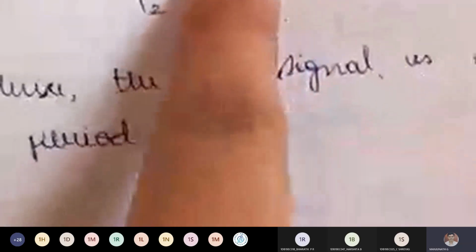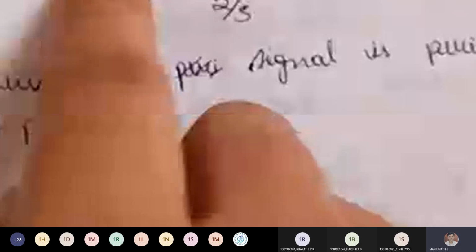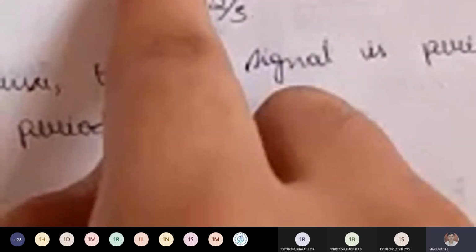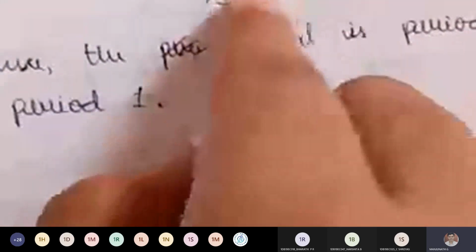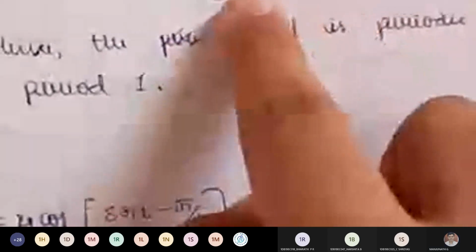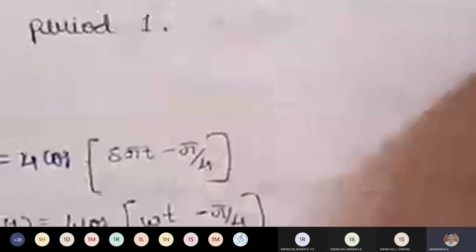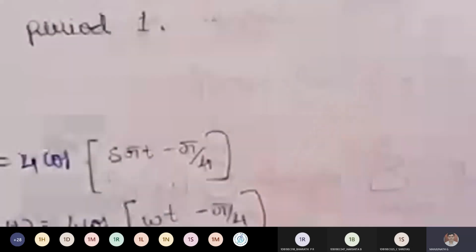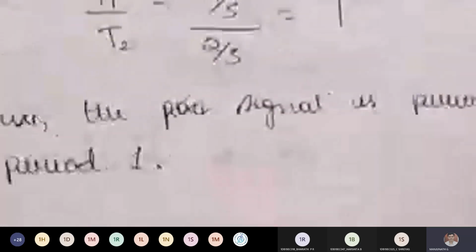Similarly, I did it for 2 pi f2 t equal to 5 pi t, and in turn I get f2 equal to 5 by 2 and T2 equal to 2 by 5. So the ratio I get is 2 by 5 divided by 2 by 5, which is equal to 1. So I concluded that the signal is periodic with period 1. Okay, you found capital T as 1, correct? Yes, sir. Okay, good.